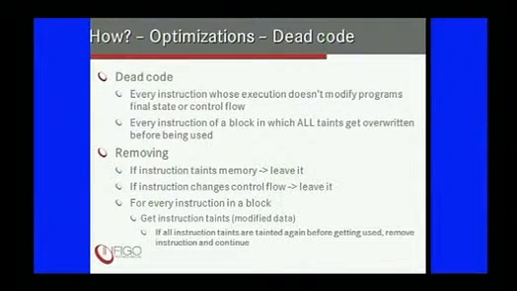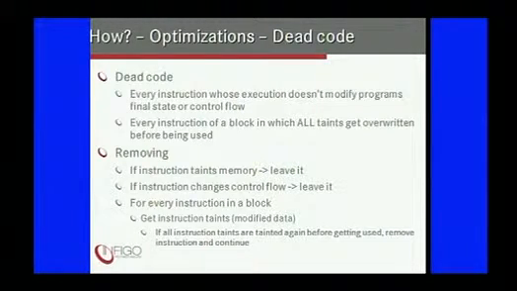That code optimization is based on tainting information. So every instruction whose execution doesn't modify program final state or control flow is classified as dead. Every instruction in a block in which all taints get overwritten before getting used is effectively dead, an algorithm that you can use to remove obfuscations. Removing is done with the following short algorithm. There are two rules that I don't currently implement.